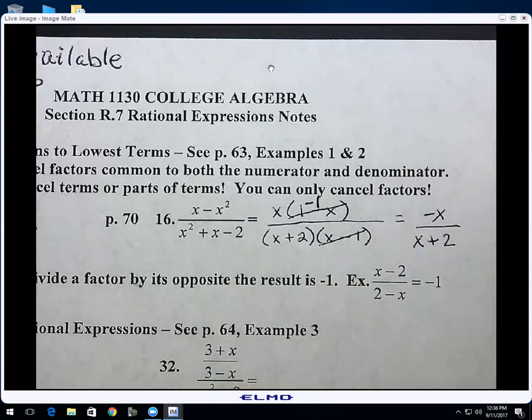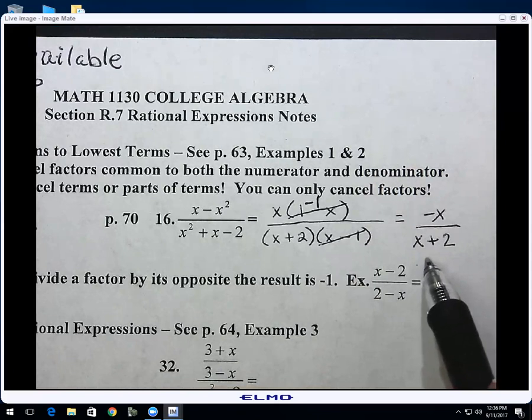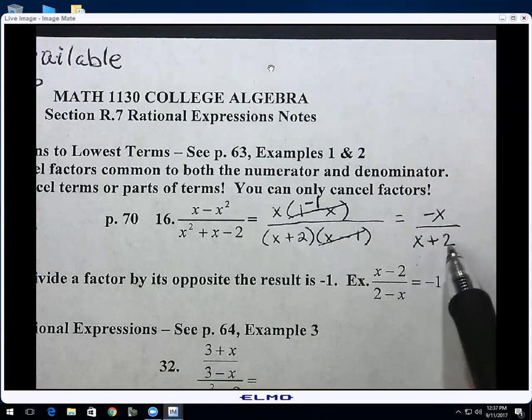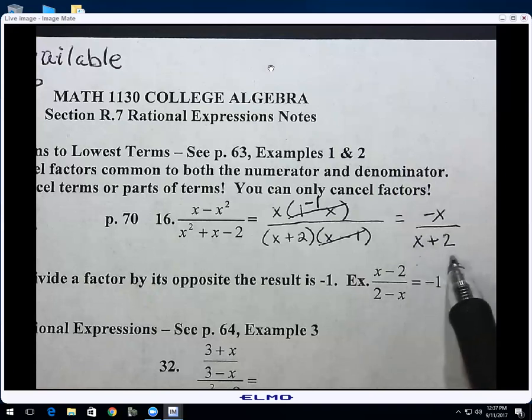And I am still dying to cancel those x's. But if you do, what's wrong with canceling that x in the denominator? What would make that illegal? It's a part of a term. It's a term rather than a factor. If that was 2 times x, you could absolutely cancel it. But it's x plus 2, and you cannot cancel terms or parts of terms.